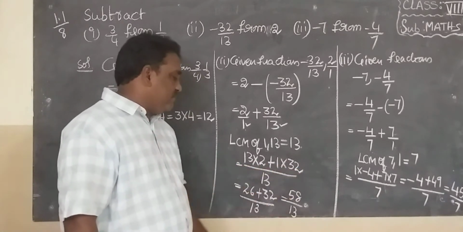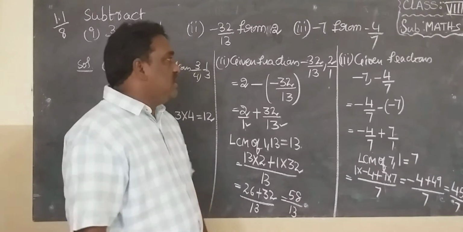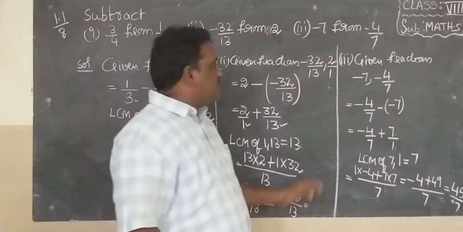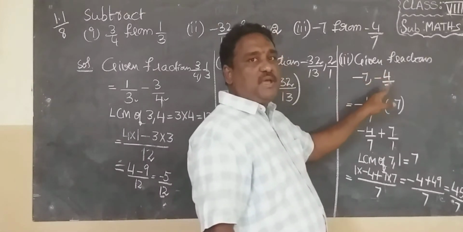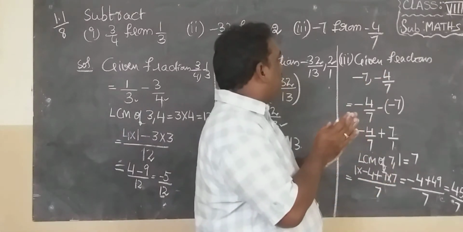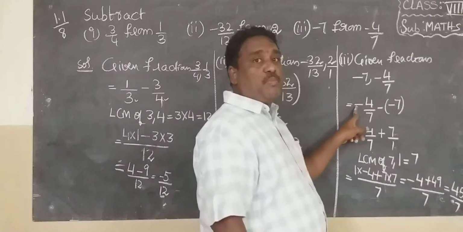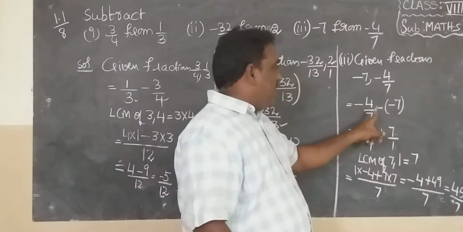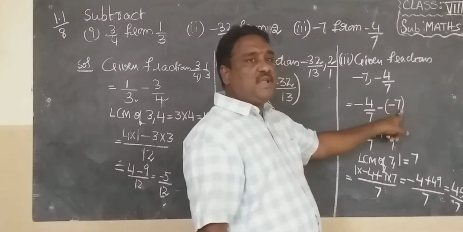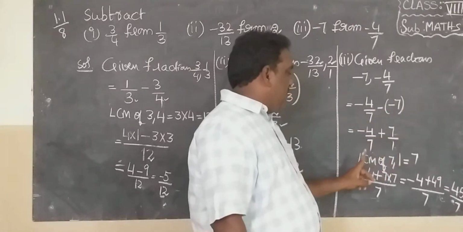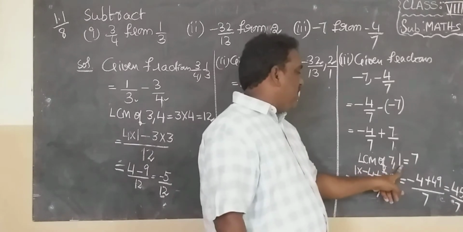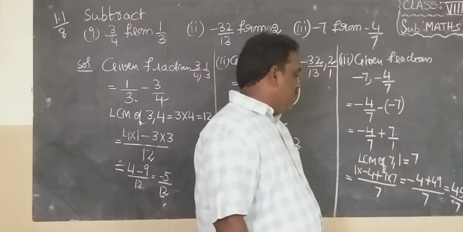Now add 5/8 by 13. Third one, given fractions minus 7 comma minus 4 by 7. Which one do we have to write first? Minus 4 by 7 only. Minus bracket minus 7, minus into minus plus 7 by 1. LCM of 7 comma 1 equal to 7.